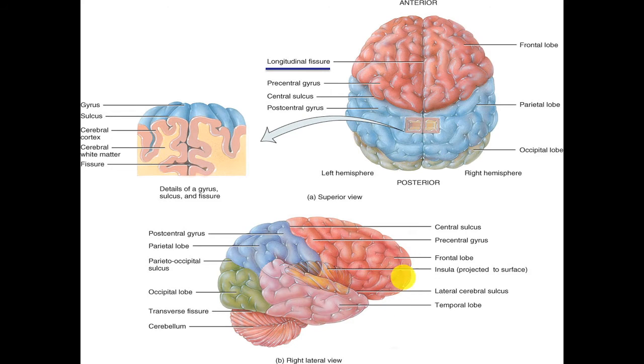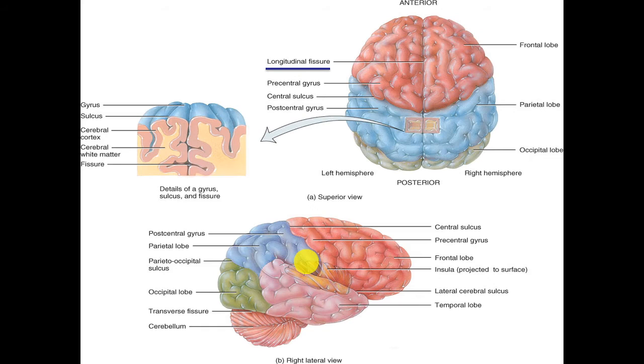So the front of the brain is the frontal lobe. The side of the brain, this area here, is the temporal lobe. The back of the brain is the occipital lobe. And then the side of the brain, all of this area right here, is the parietal lobe.